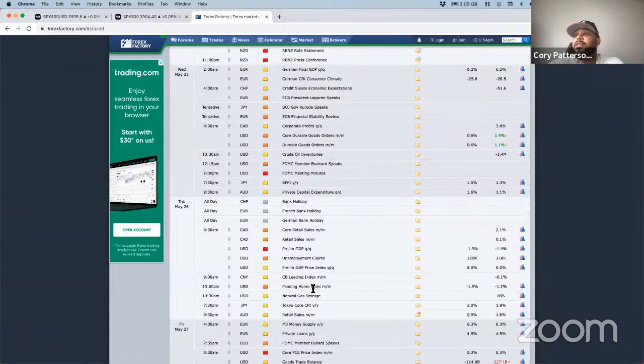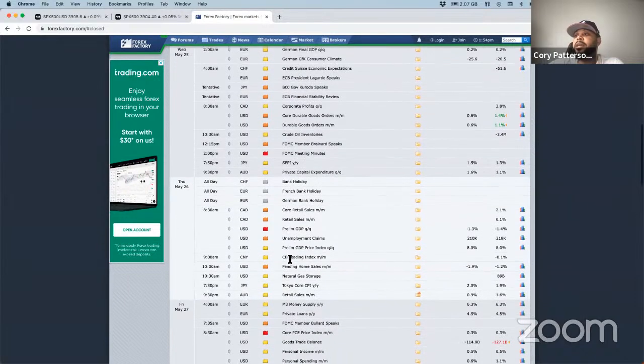Pending home sales, that's another economic factor we'll need to consider. Then we got unemployment claims, GDP. All of these are going to be important. So Tuesday, Wednesday, and Thursday.